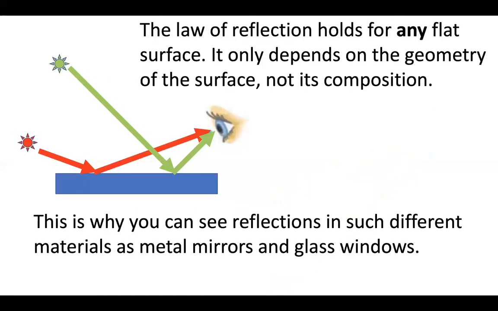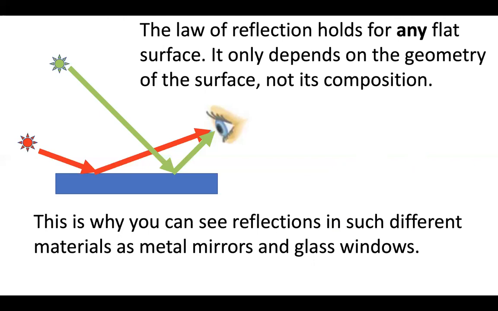And the key thing to understand is this rule holds for any flat surface. It does not care what that surface is made out of, it just has to be perfectly flat. This is why you can see reflections in lots of different materials. For example, you can see a reflection in a mirror, of course, most of which are metallic, but you also can see reflections in glass, in a window, like when it's dark outside. Glass is a very different material from metal, but they're both able to do this because they're flat.